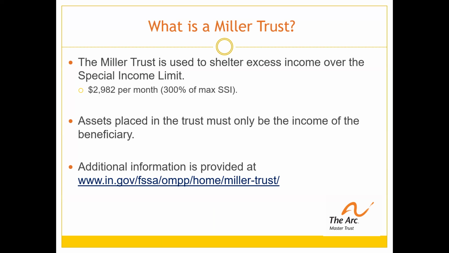This number can change per year, and a helpful way to remember what the limit is, is that it is always 300% of the maximum monthly SSI payment. So this year, the maximum monthly SSI payment is $994 per month, which makes the special income limit $2,982 per month.